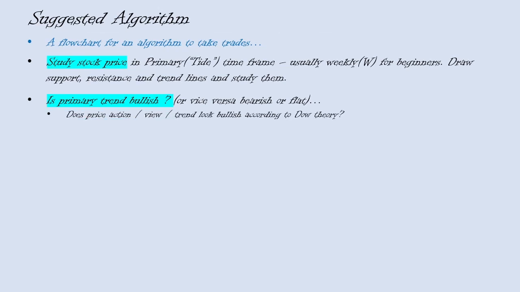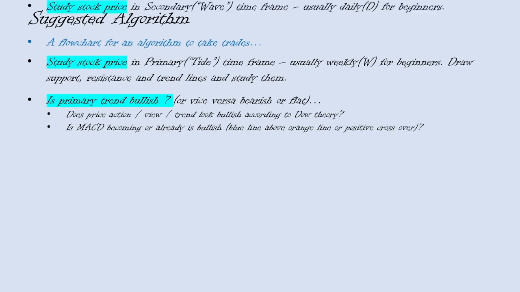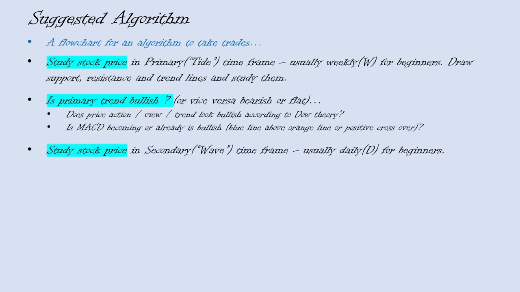So if the primary trend is bullish, then you will see that the price action, the view or the trend according to Dow theory will be bullish. You can draw the lines and I'll show it to you shortly. And you can also see MACD, the indicator moving average convergence divergence, whether the blue line has just crossed the orange line or is already above the orange line, which means is it already bullish or is it becoming bullish?